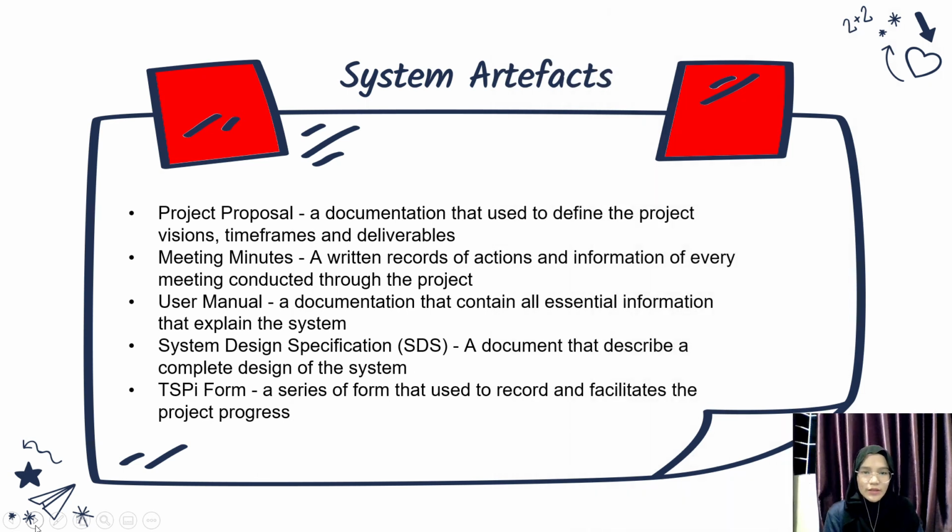Next is system artifact. First, project proposal, a documentation that is used to define the project vision, timeframes and deliverables. Next is meeting minutes, a written record of action and information of every meeting conducted through the project. Next is user manual, a documentation that contains all essential information that explains the system. Then system design specification (SDS), a document that describes a complete design of the system. Lastly is PSPI form, a series of forms that is used to record and facilitate the project progress.